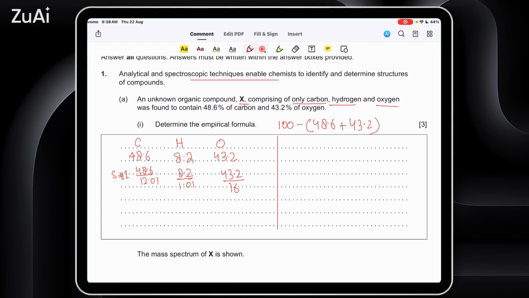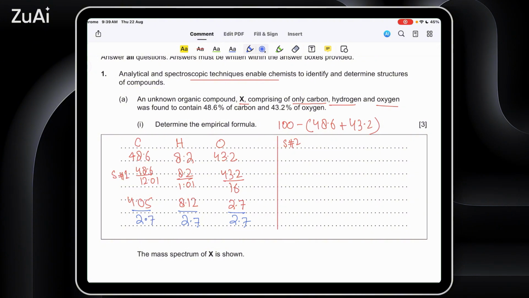we will get certain values like 4.05 and 8.12, and for oxygen we will have 2.7. Now step 2 is divide by the smallest. So which one is the smallest one? The smallest one is 2.7. So we have to divide all the values by 2.7.